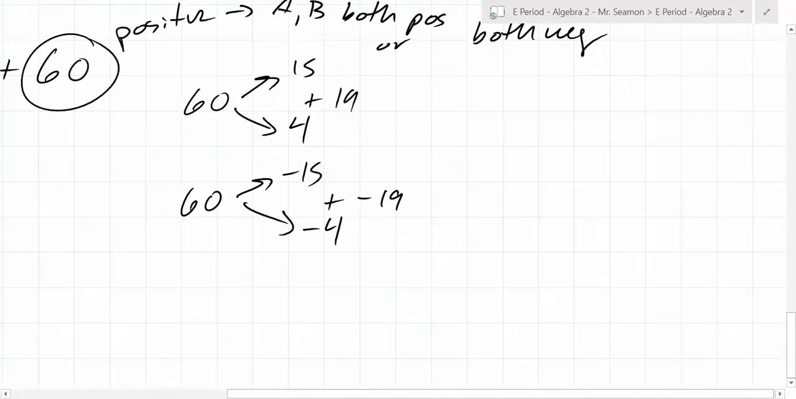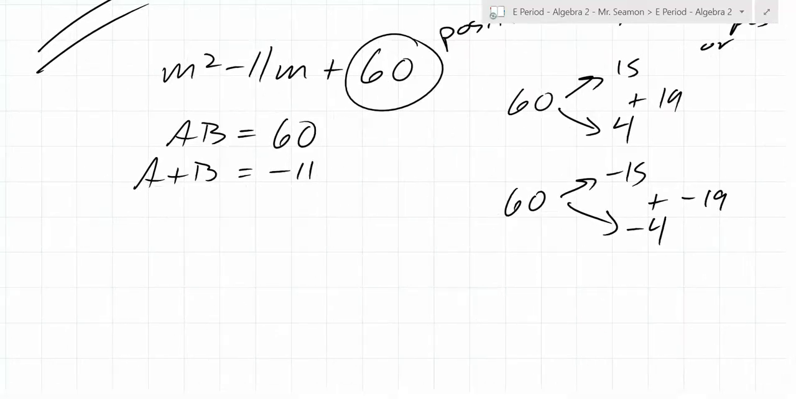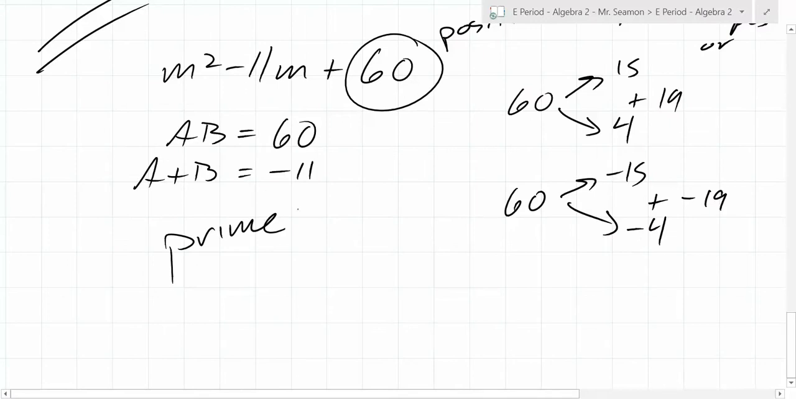So you can keep on trying. Are there other pairs maybe? Sure, there are other pairs. You can do like 30 and 2. You could do 60 and 1, but do any of those work? No, so what are you going to call this one? You can call it prime.